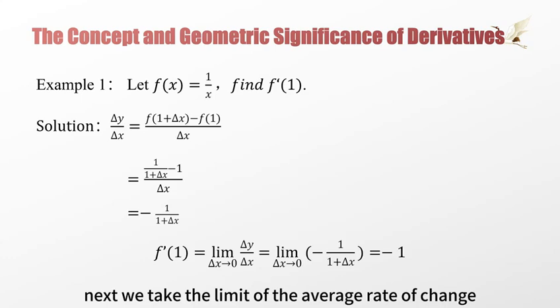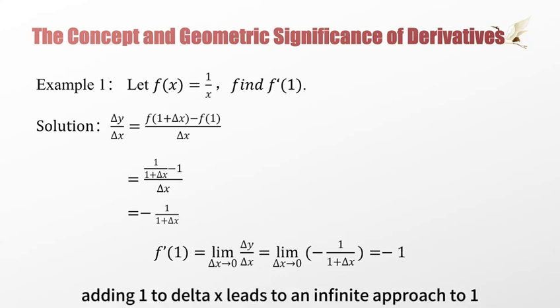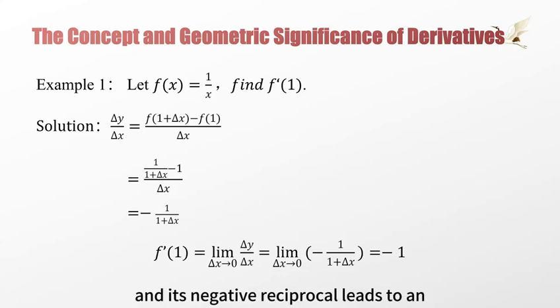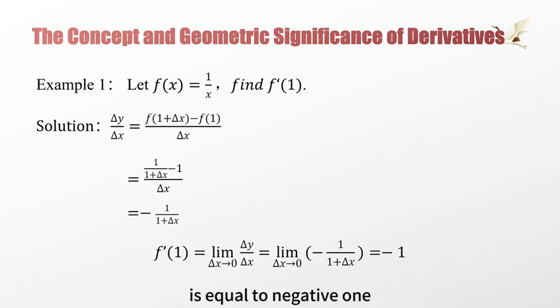Next, we take the limit of the average rate of change to obtain the derivative of y equals f(x) at x equals 1, which is the limit of the above equation when delta x approaches 0 infinitely. When delta x approaches 0 infinitely, adding 1 to delta x leads to an infinite approach to 1, and its negative reciprocal leads to an infinite approach to negative 1. Therefore, the derivative of f(x) at x equals 1 is equal to negative 1.